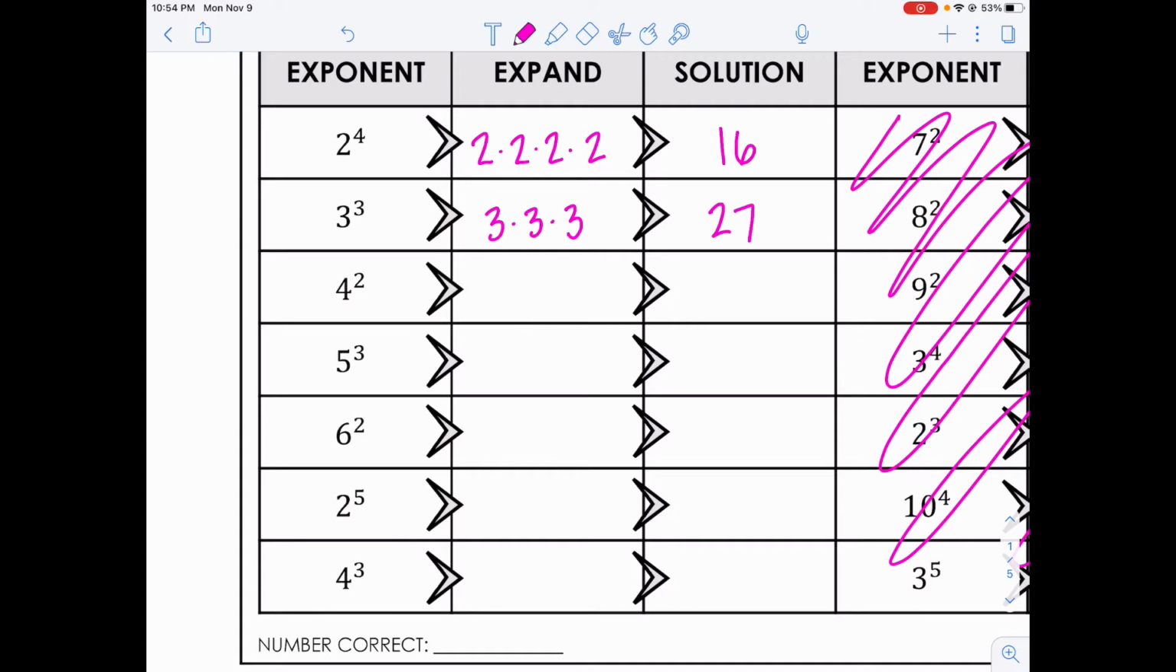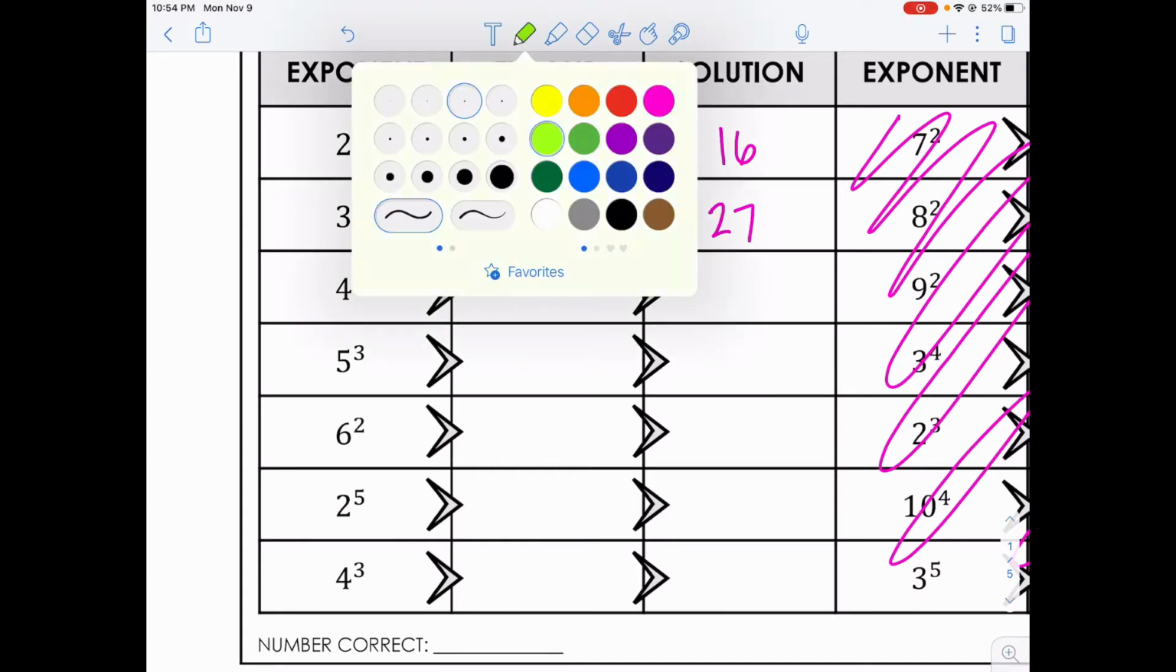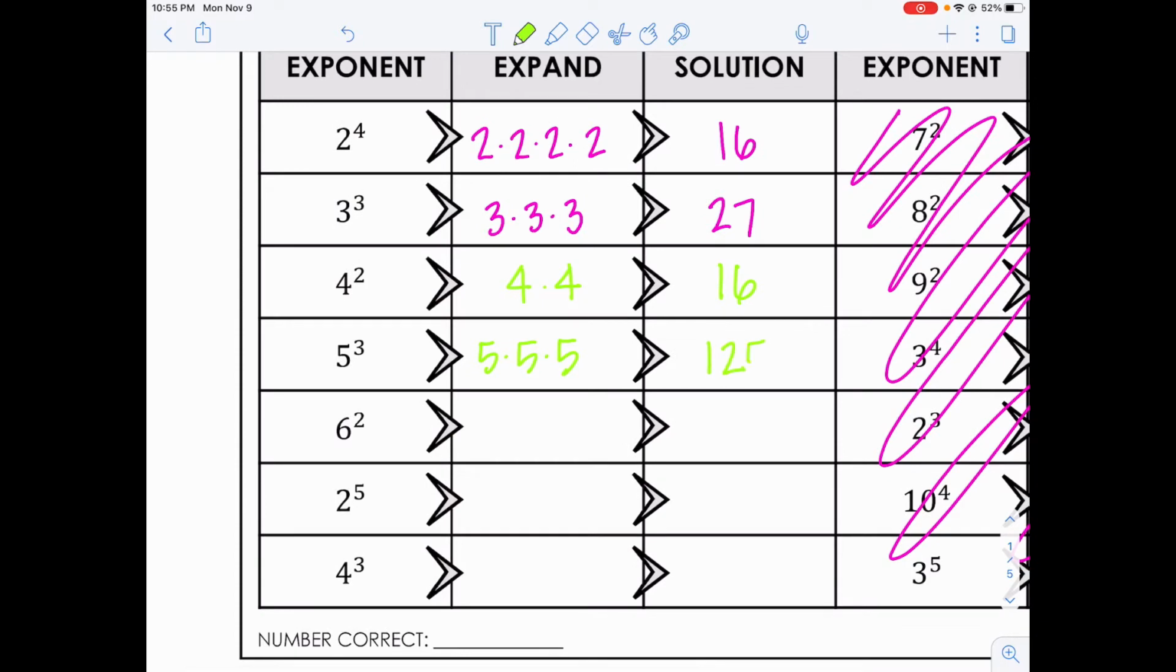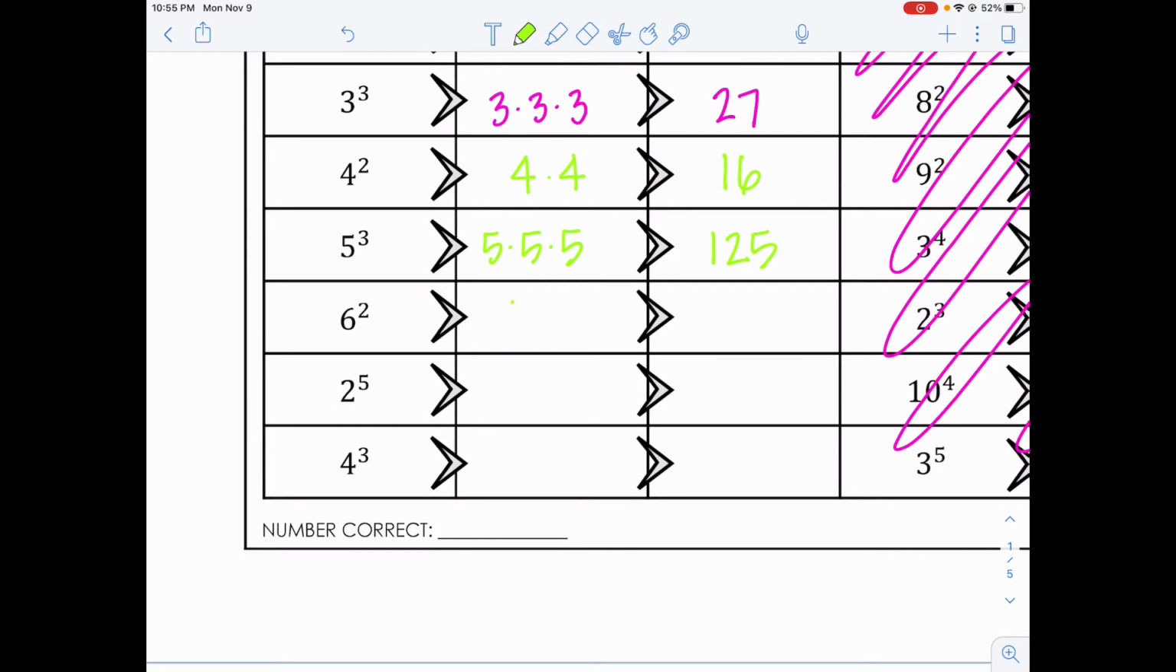Okay, so now that you've done them, let's go over them together. 4 to the second power is 4 times 4, and we just did that above. That is 16. 5 to the third power is 5 times 5 times 5. 5 times 5 is 25, and 25 times 5 is 125.